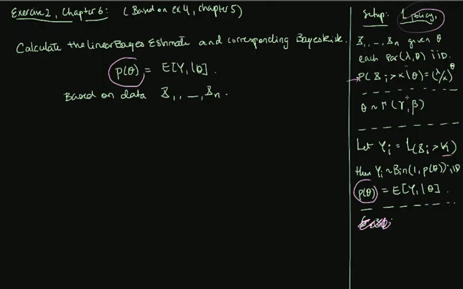However, we are in a funny dilemma, because when we want to calculate a linear Bayes estimator of the expected value of y1 given theta, do we want this linear Bayes estimator to be a linear function of x1 to xn, or a linear function of y1 to yn? If it is a linear function of y1 to yn, then essentially it will still be based on the data x1 to xn because the y's are derived from the data.